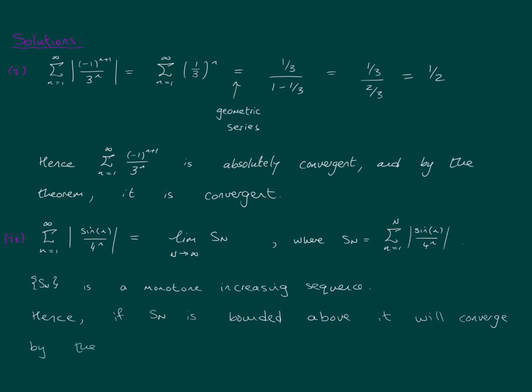So if you have a sequence that's getting larger and larger and it's bounded above, by the monotone convergence theorem, it must converge. And if this sequence of partial sums converges, that's exactly what it means for the series to converge, because the series is the limit of the partial sums. Okay, so I'm going to have to turn to a new page.